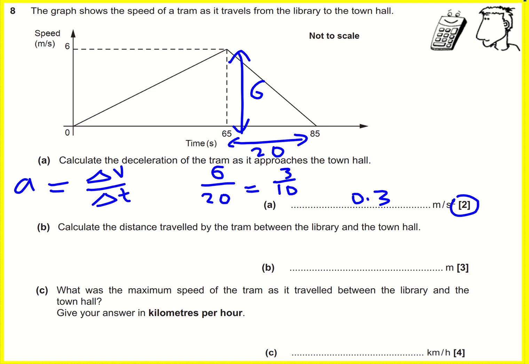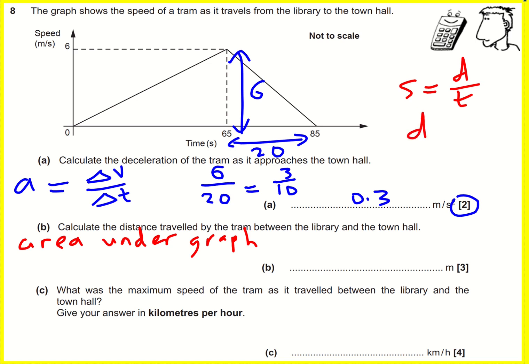Calculate the distance travelled by the tram between the library and the town hall. Right, for that we need to remember that the distance is the area under the graph. I'm not going to go into why that is here, but it is sort of related to the speed equals distance over time formula. But that's only true for average speed or a constant speed. Do you know what? I said I wasn't going to go into it, and I just realised I'm totally going into it. But hey, if distance is speed times time, if you were going constant speed and you did speed times time, you would get the area under the graph.